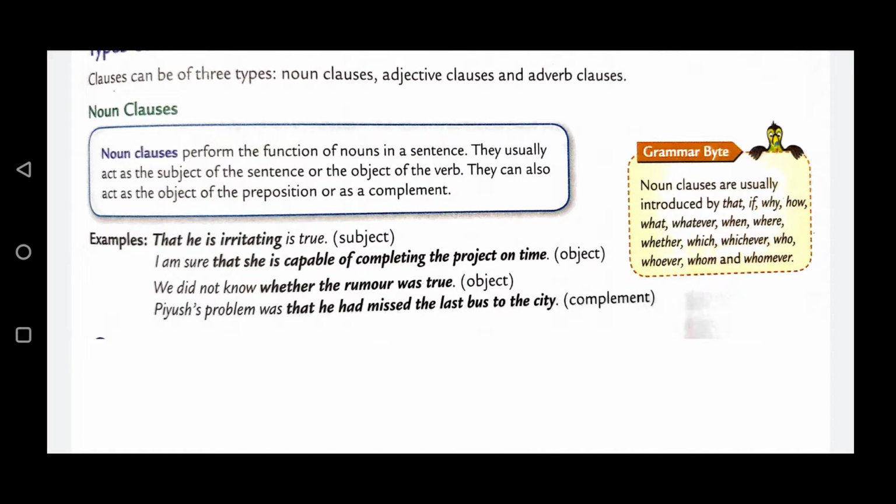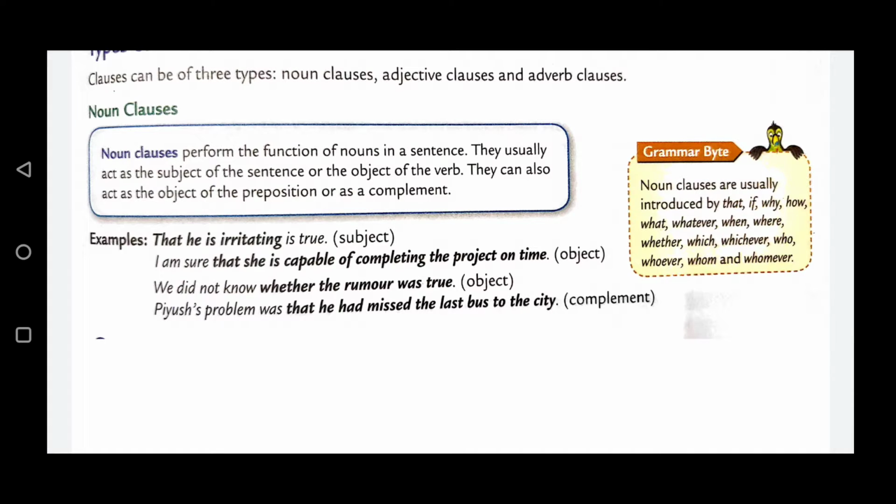Now, noun clause performs the function of nouns in a sentence. They usually act as the subject of a sentence or the object of the verb. They can also act as the object of the preposition or as a complement. Some examples are given over here.